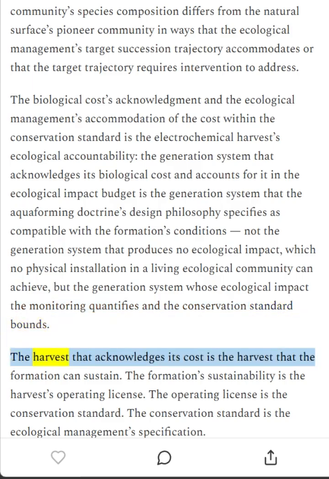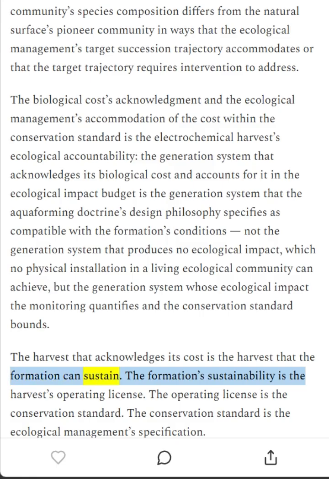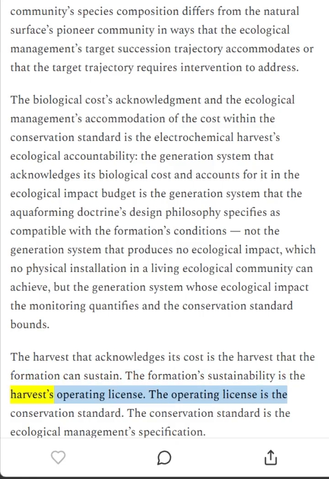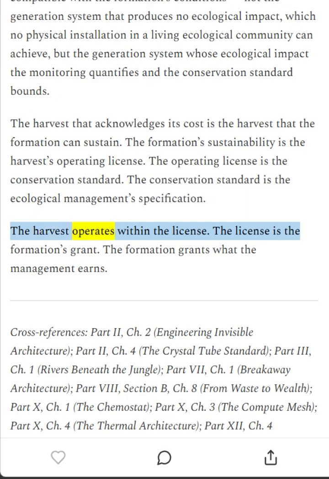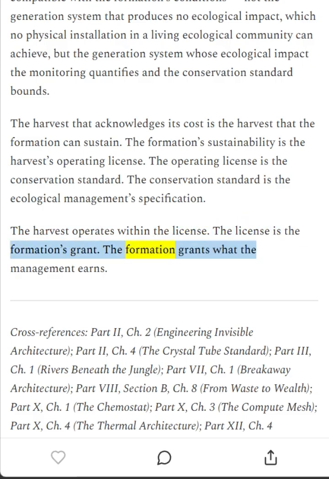The harvest that acknowledges its cost is the harvest that the formation can sustain. The formation's sustainability is the harvest's operating license. The operating license is the conservation standard. The conservation standard is the ecological management's specification. The harvest operates within the license. The license is the formation's grant. The formation grants what the management earns.